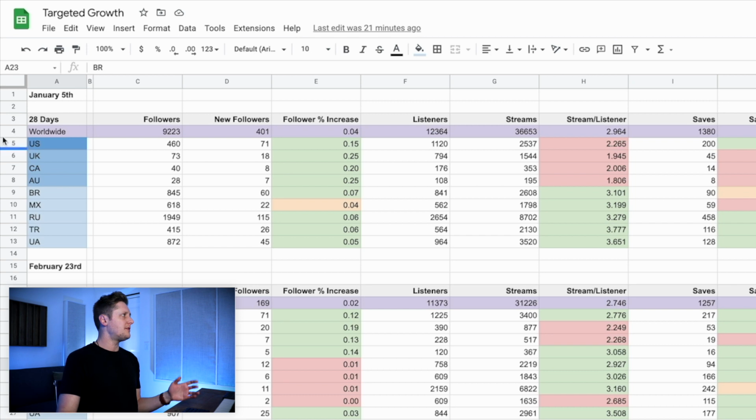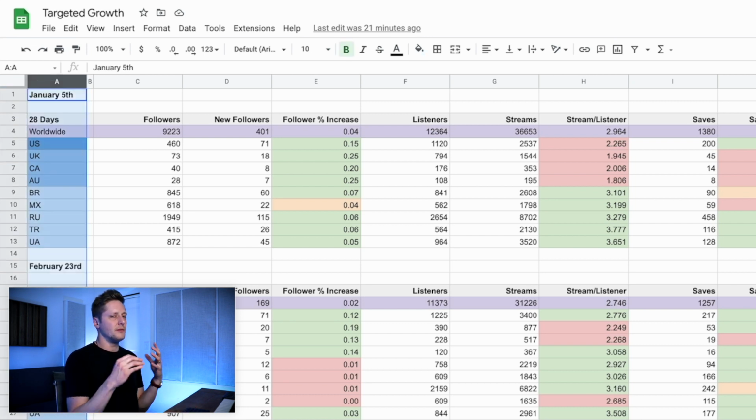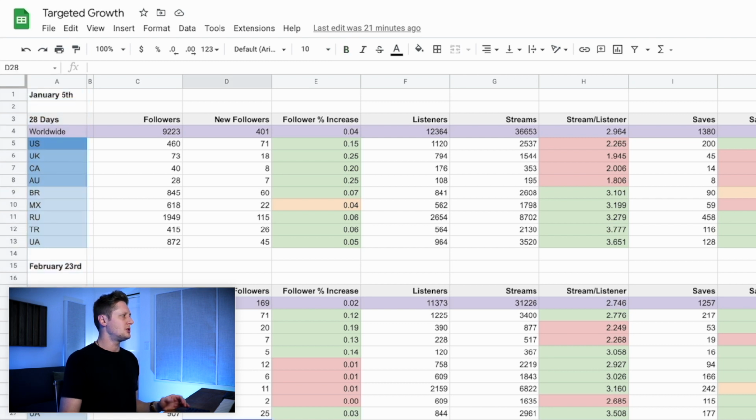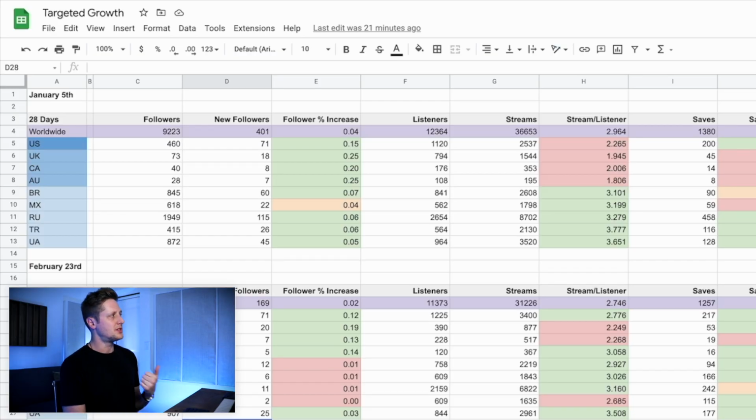On the left, we have the countries that I have been targeting the most over the past 2 months. Obviously, the United States up top, UK, Canada, and Australia. I added in Ireland and New Zealand later, which is why they're not here on the board. They weren't in the original group when making this spreadsheet, so I didn't include them. And then we also have Brazil, Mexico, Russia, Turkey, and the Ukraine.